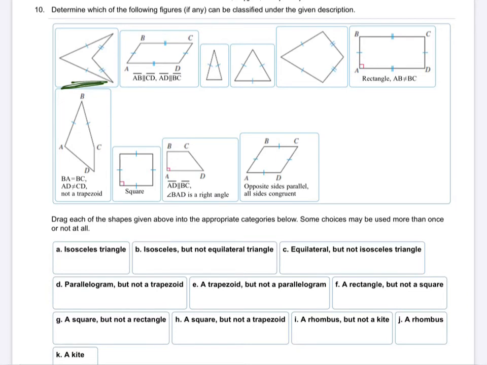Yeah, it's a kite, isn't it? That's a kite, right? 2 sides that are congruent. So see how it has, can you see the single mark, double mark, double mark? So 2 pairs of equal sides, that's a kite. Yeah, so that one's easy.